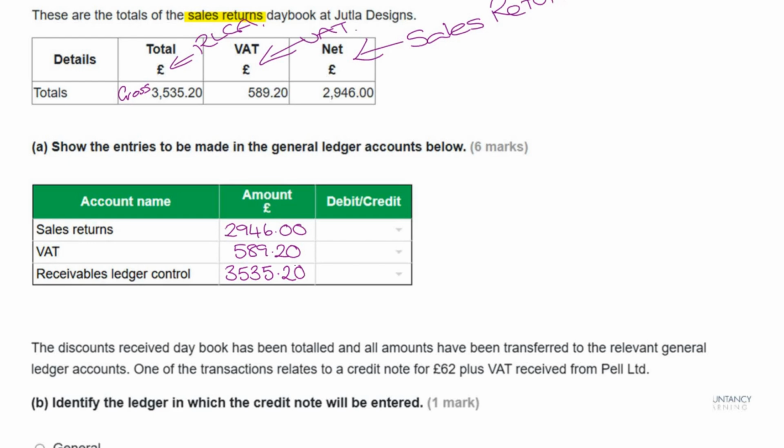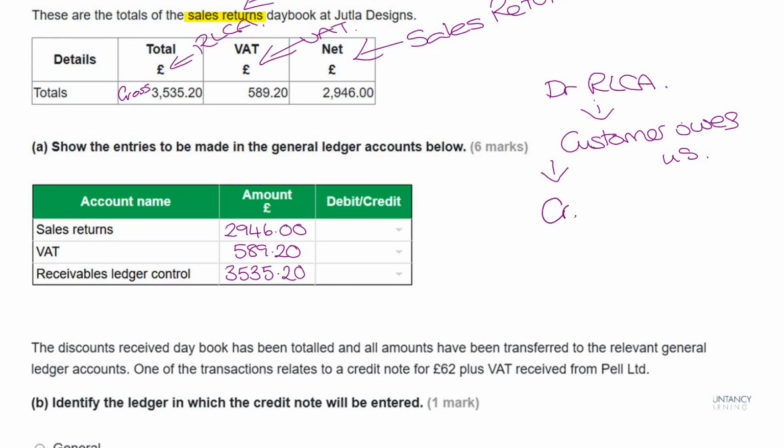Now we need to decide if each one of them is a debit or a credit. So we're talking about sales returns. When we made the sales, we would have debited the receivables ledger control account because that's what customers owe us. But now they've returned something, we're going to want to decrease that amount. So therefore, we need to credit the receivables ledger control account, and this is the gross amount.